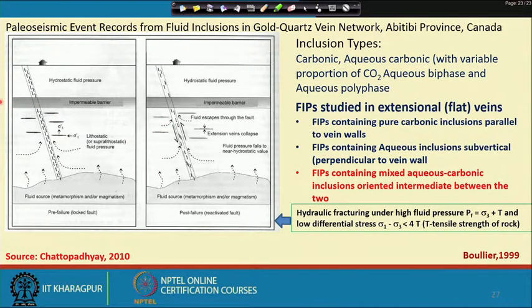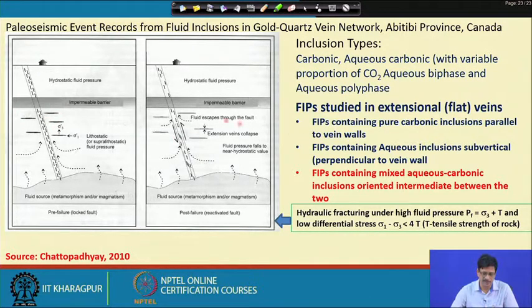So, essentially the regional far-field stress operates in a horizontal direction. It is a horizontal compression, with the maximum principal stress direction horizontal, and the system evolves in such a way that there is an impermeable barrier which makes the fluid confined within this particular region, and the fluid is generated in the process of devolatilization of the rocks, the volcanosedimentary pile, the greenstones, which are generally the rock types in orogenic gold systems.